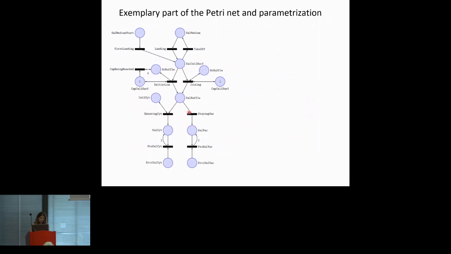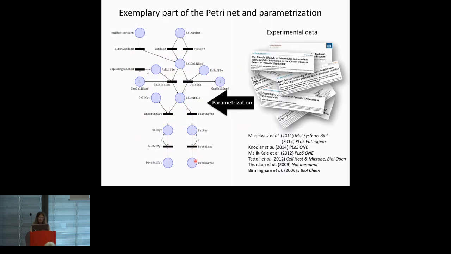build such a PetriNet, and we can see here a part of the PetriNet. So here we have the landing. Yeah, maybe you can read it a little bit. Here we have the initiation of ruffles. Here we have the ruffle joining. Here we have the proliferation of salmonella in the cytosol, and here we have the proliferation of salmonella in the vacuole. And for that we need to find the parameters.